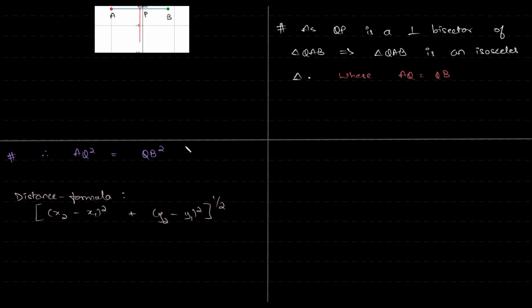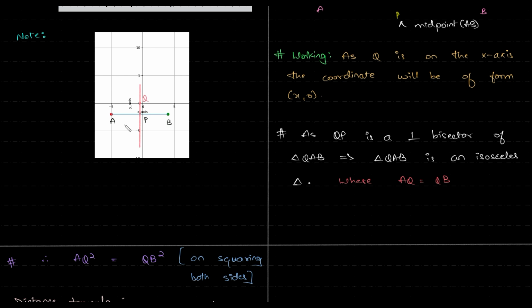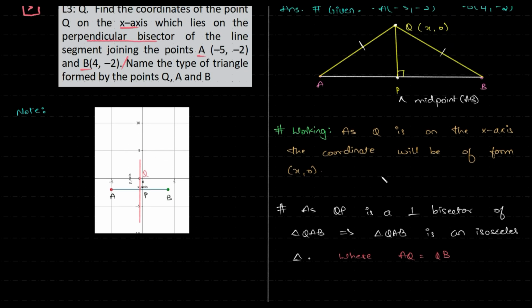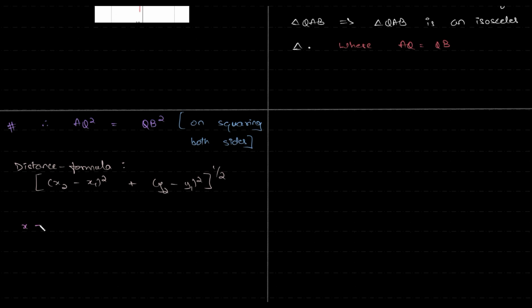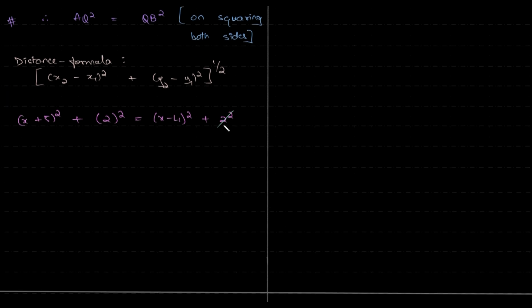On squaring both sides, we have AQ. AQ is what, guys? A is -5 and Q is x. So x minus of minus, plus 5 the whole square. And we have the y component, that would be 2 plus 0, 2 square, guys. And QB would be x minus 4 the whole square plus 2 square again. And here we have 2 square on both sides getting cancelled.